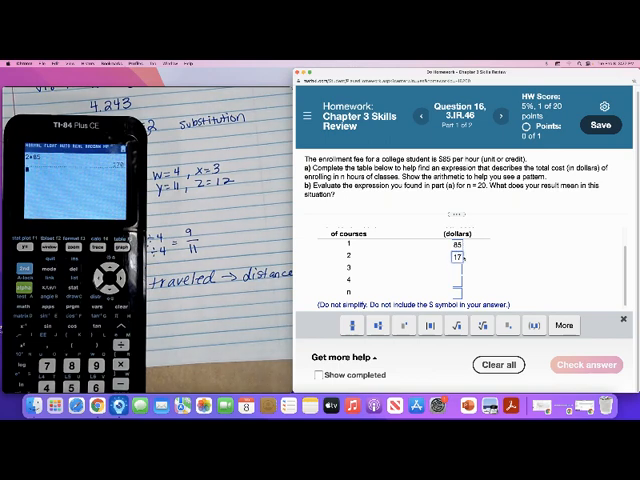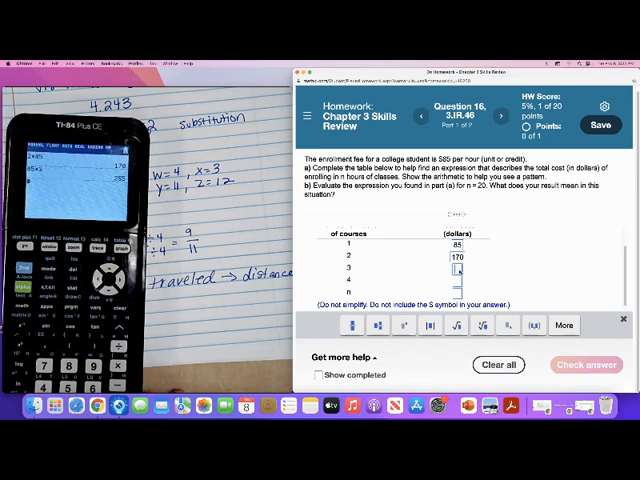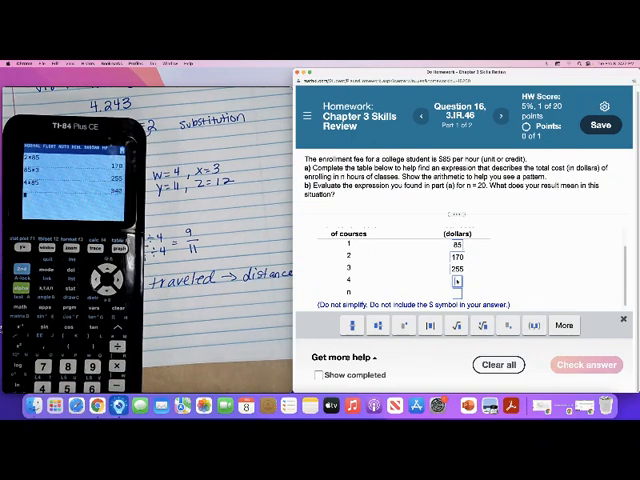$170. 3. 85 times 3, $255. 4. 4 times 85, $340.